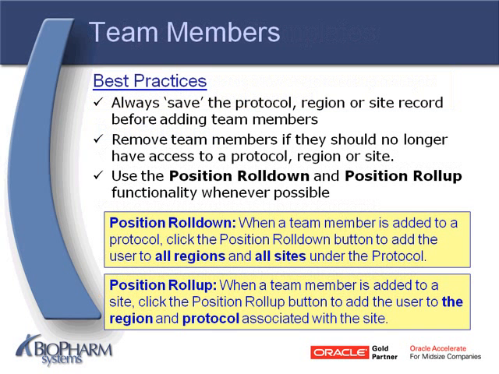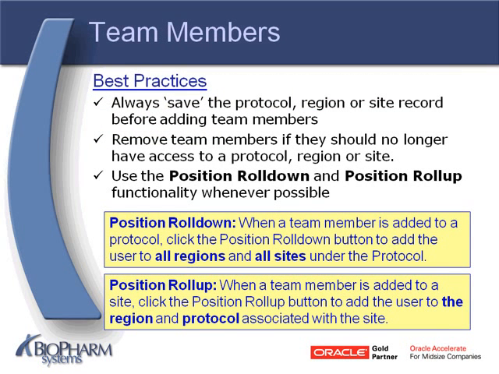Let's talk about team members. Make it a standard practice to save a protocol, region, or site record before adding the team members. Also remember that you can add a member to the same team only once. Otherwise, you will probably receive an error message and have to backtrack a bit. Remove team members if they no longer have access to a protocol, region, or site. Even though the team member is removed, the history is maintained in the team history view.